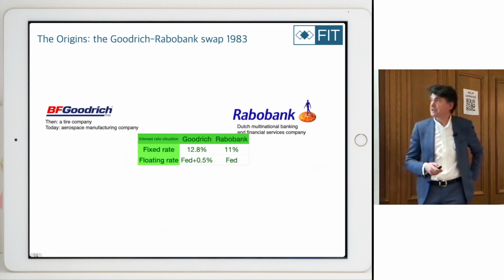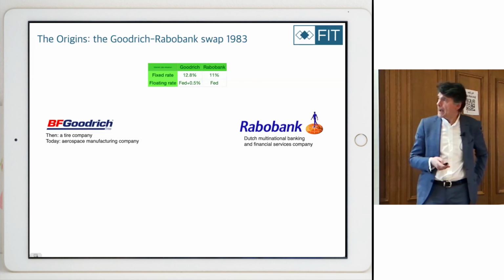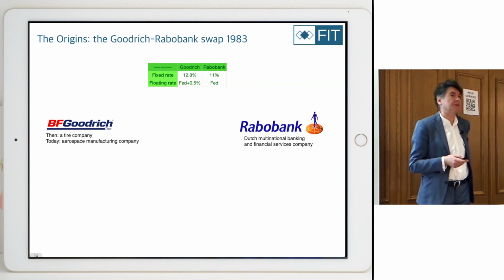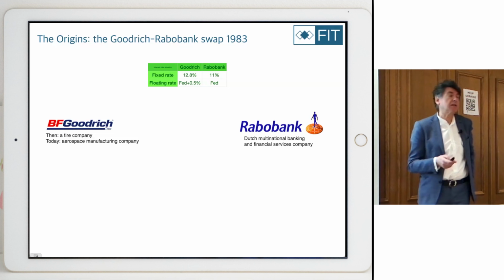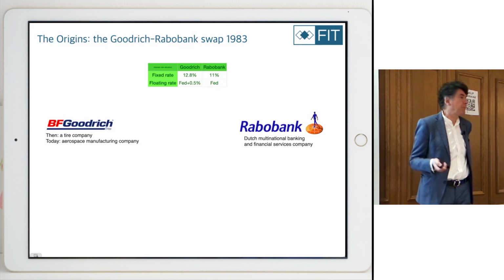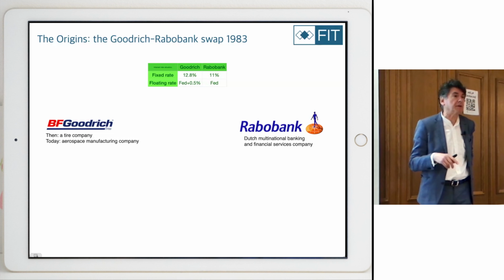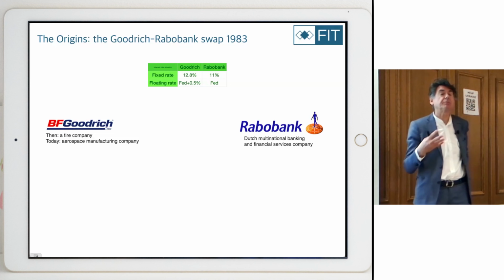So what happens is this. With this situation in mind, they both shared a consultant, the same consultant. I think it was Salomon Brothers. And Salomon Brothers knew about the situation of both of these. This is a financial intermediary. You're going to learn today what financial intermediaries do. This is a job that some of you may end up doing.